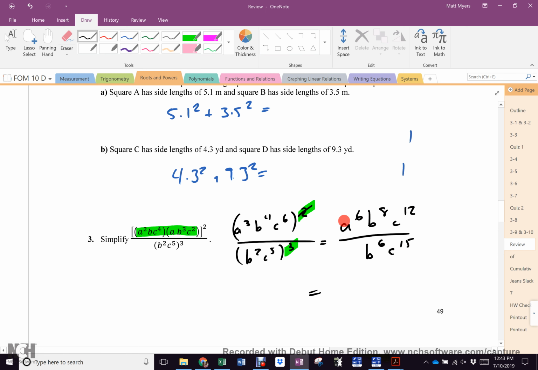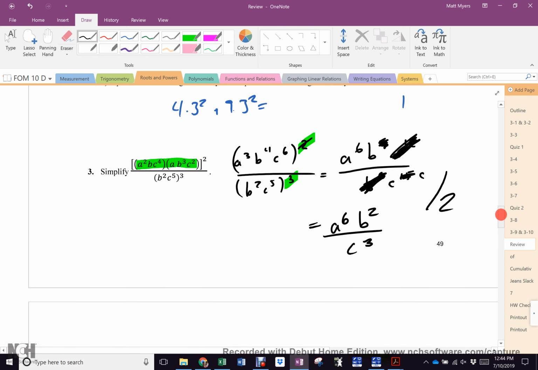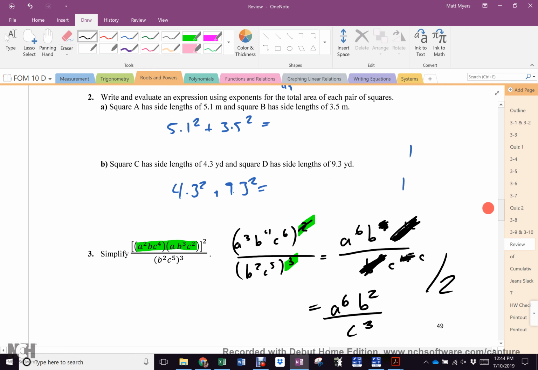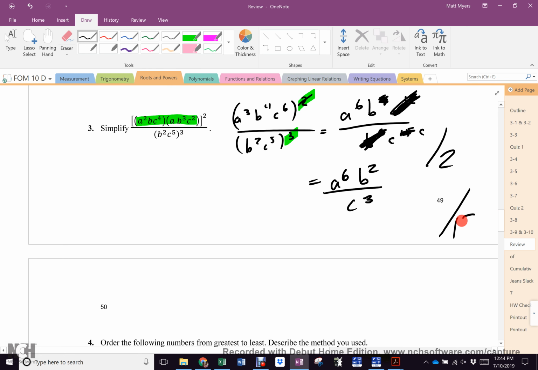Then I cancel. No a's anywhere else, so it's a to the 6th. 6 on the bottom, all gone. 6 of them are gone, leaving me with b squared. 12 up top, 15 on the bottom, so all the ones up top are gone, leaving me with 3 in the denominator for 2 marks. Because you had to know 2 different concepts there, making that page out of 7, 9, 10, 11, and 2 is 13.